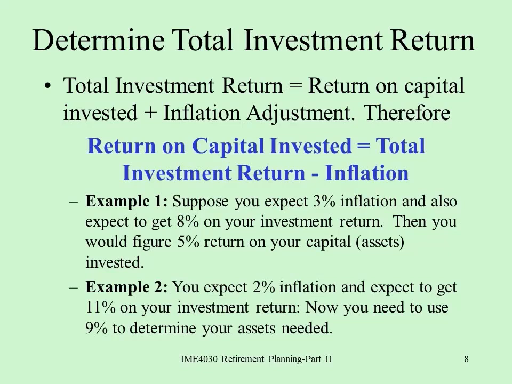And if we illustrate that with a couple of examples, suppose you expect 3% inflation, but you expect to get 8% on your investments after retirement, then you would figure a 5% return on your capital. For example 2, suppose you are a little more optimistic about inflation, you use 2%, but you think you're going to get 11% on your investment return, then 11 minus 2 is 9%. That's what we would use as a return on our capital invested. So let's go to slide number 9 and see what that means with our examples.